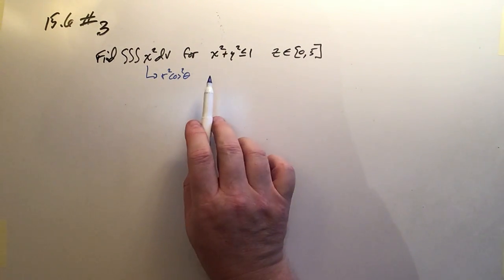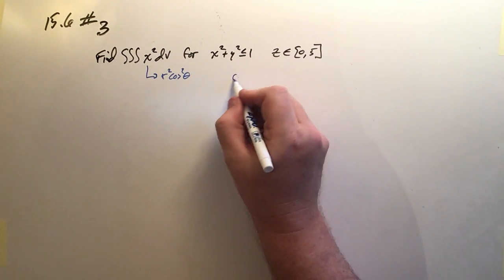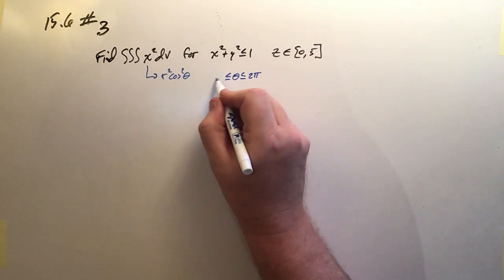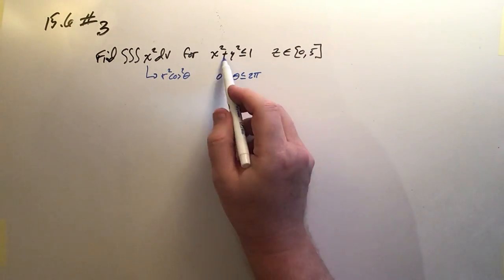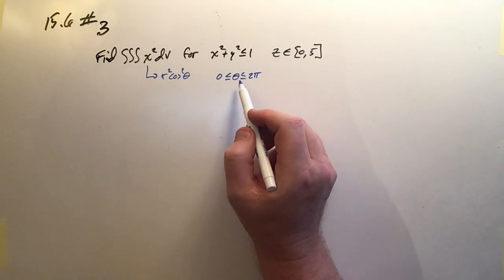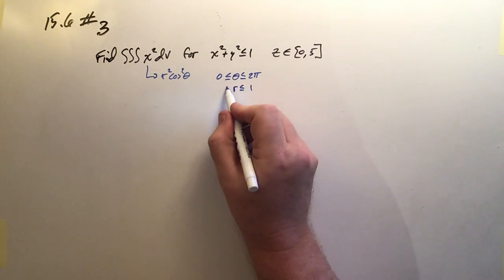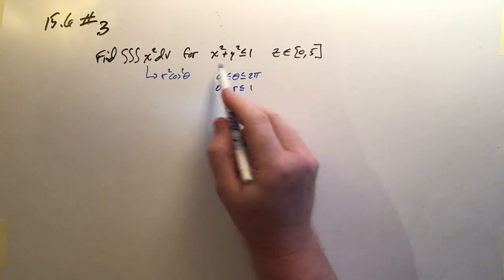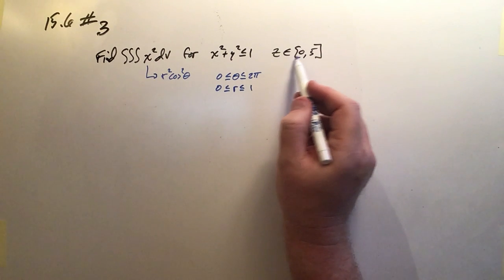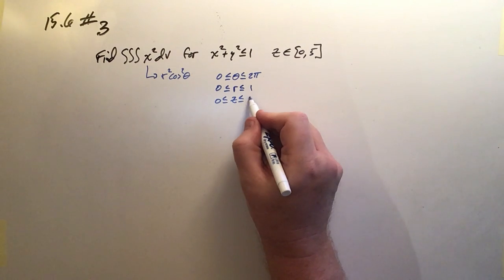And now let's match up what all of our limits are going to be. So we're going to integrate this with respect to theta. And of course, theta will go from 0 to 2 pi, because we're going to do the full circle in order to encounter every piece of the cylinder. In terms of the r value, we're going to go from 0 to 1. So r goes from 0 to 1 because we're inside of a cylinder of radius 1. And then finally, the z value, of course, goes from 0 to 5. So 0 less than or equal to z less than or equal to 5.